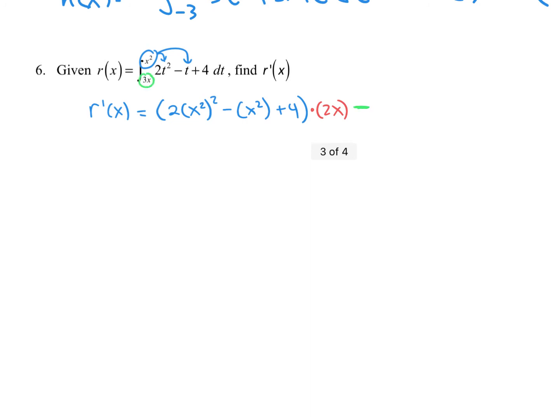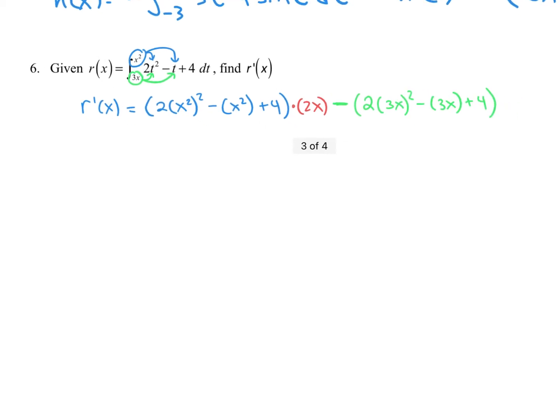And then what I do is I subtract, and I take this lower expression and plug it in to the function inside the integral. So I'm going to put it in parentheses again. 2 times 3x squared minus 3x plus 4. And now this one also has its own derivative. The derivative of 3x is 3, so I'm going to multiply by 3 because of the chain rule. So those parts in red are the chain rule for each part.